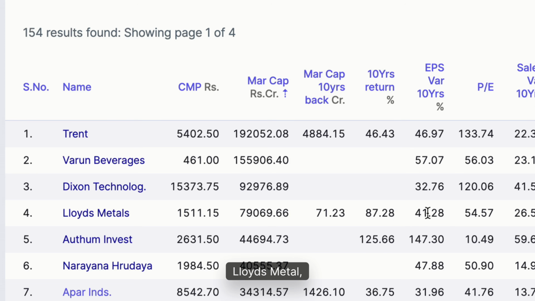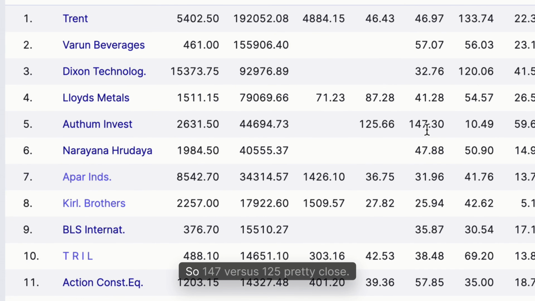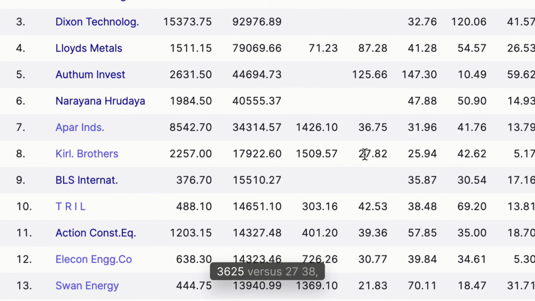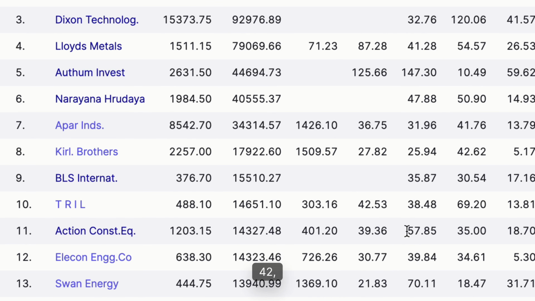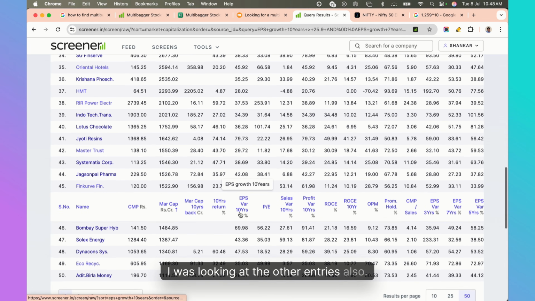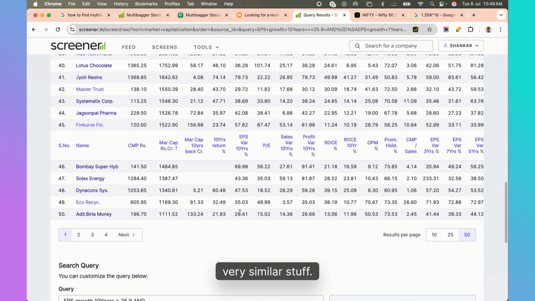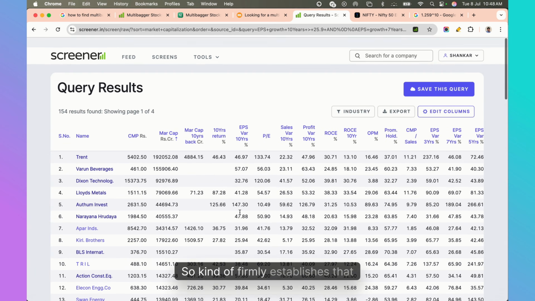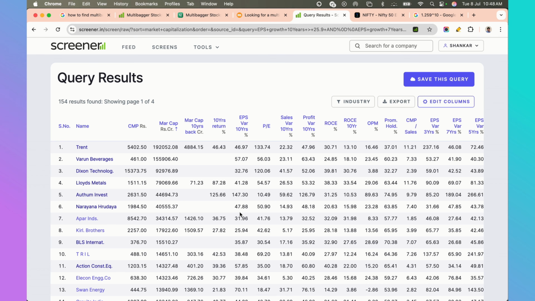Lloyd's Metal, not exactly the same. Autumn investments, so 147 versus 125, pretty close. 31 versus 36, 25 versus 27, 38, 42. So generally, it seems to be working. I was looking at the other entries also. Again, very, very similar stuff. So that kind of firmly establishes that as the EPS grows, so does the stock price.